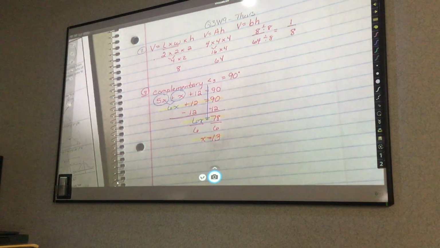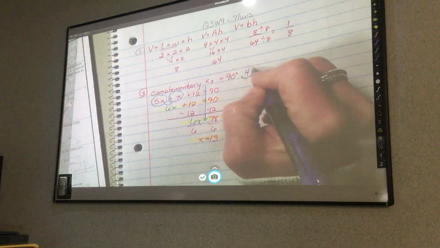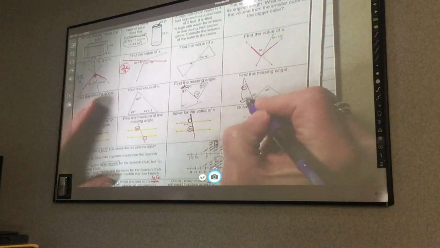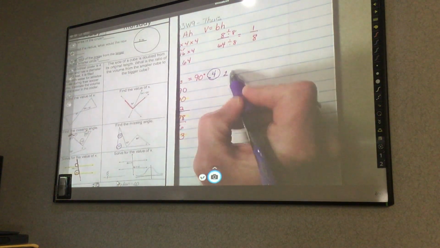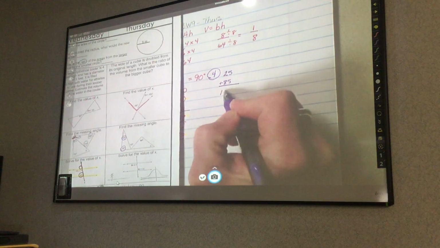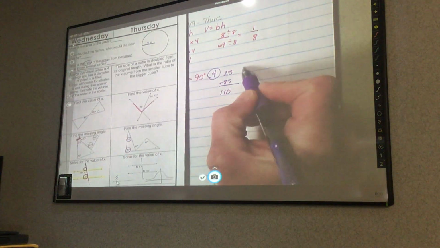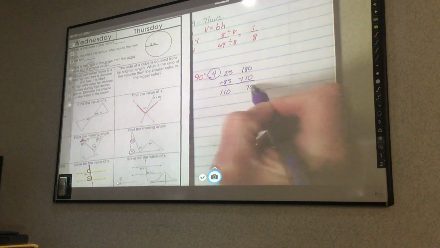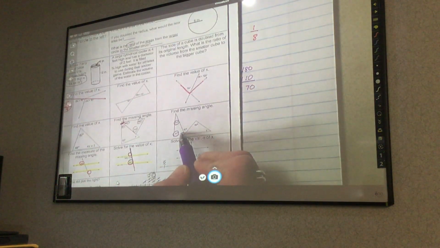Number 4. I go to the triangle that I know 2 measurements on, so I know the 25 and the 85. So I do 25 plus 85 equals 110. So then I take 180 minus 110 and I get 70. So this angle right here is 70.